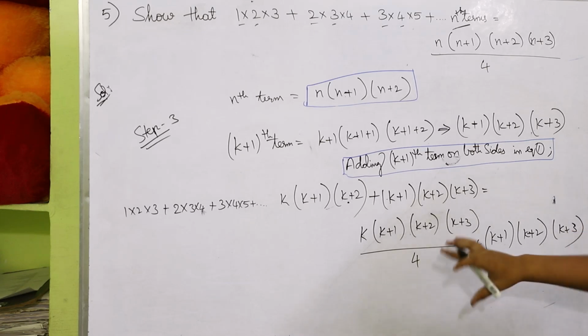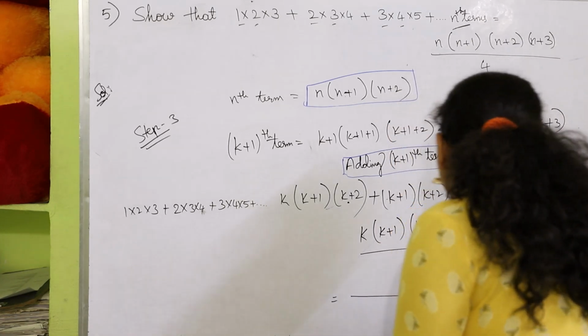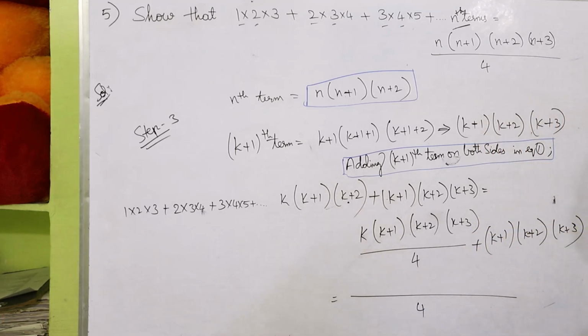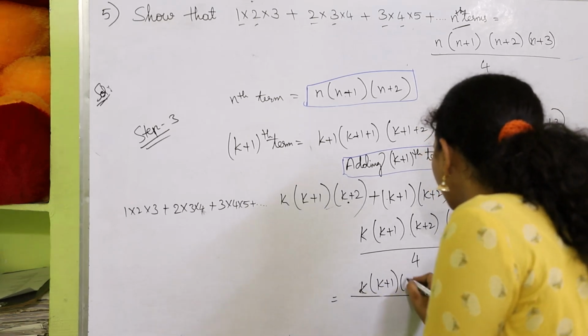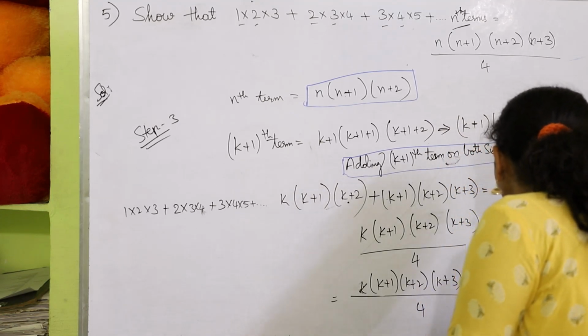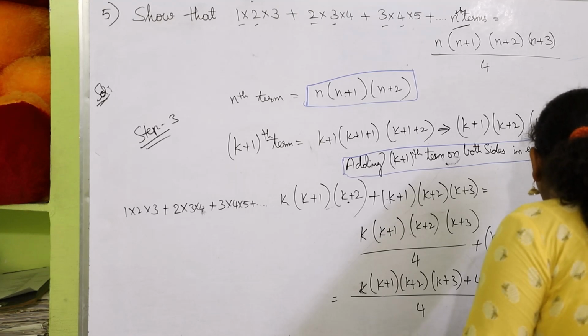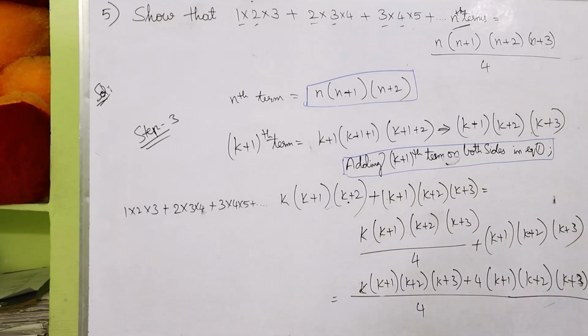Now what do you do? You take the LCM. Simplify the RHS side. So take the LCM, where here the LCM would be 4. LCM into numerator by denominator, as here: k into k plus 1 into k plus 2 into k plus 3 plus 4 into k plus 1 into k plus 2. This is the one, guys, that we are going to get, okay? So as the LCM numerator by denominator, the denominator and numerator cancel. So this becomes k into k plus 1 into k plus 2 into k plus 3 plus 4 into k plus 1 into k plus 2 into k plus 3. Okay, so this is the equation that we got last.